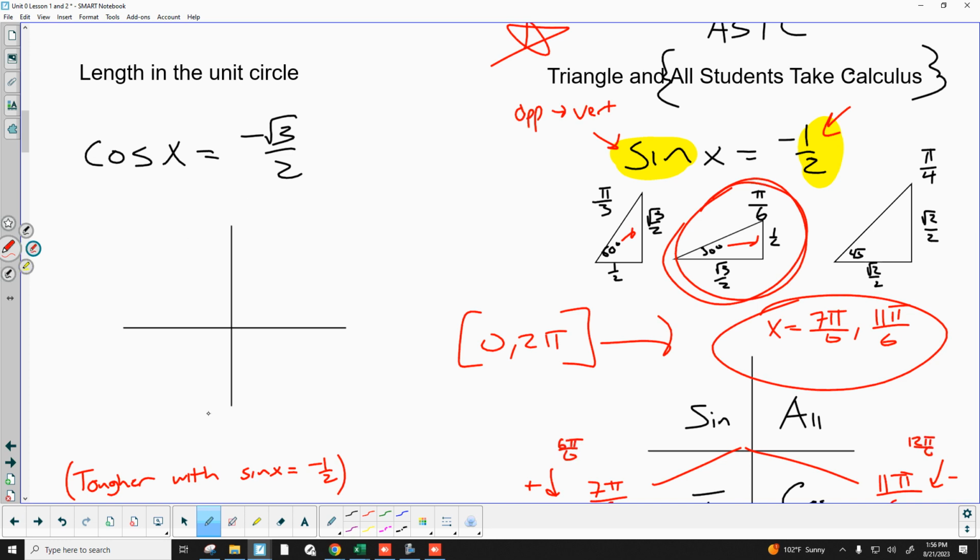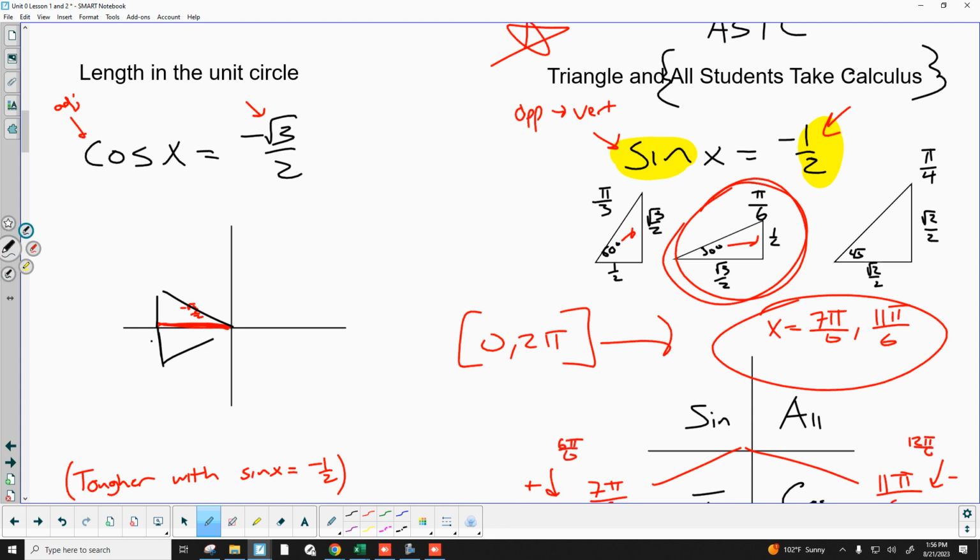starting not necessarily with a triangle, but starting with the length. Like if you said, okay, cosine's adjacent, and the adjacent is negative root 3 over 2. You could just go to the left, this negative root 3 over 2 first, and then you can create triangles off of this length, like that. This is a different question, and your answers are 5 pi over 6 and 7 pi over 6.